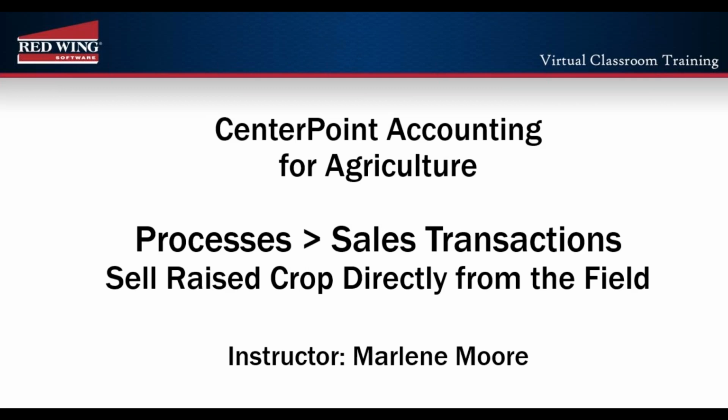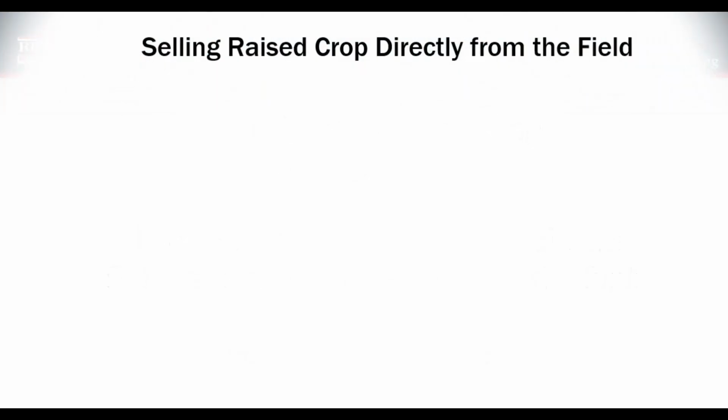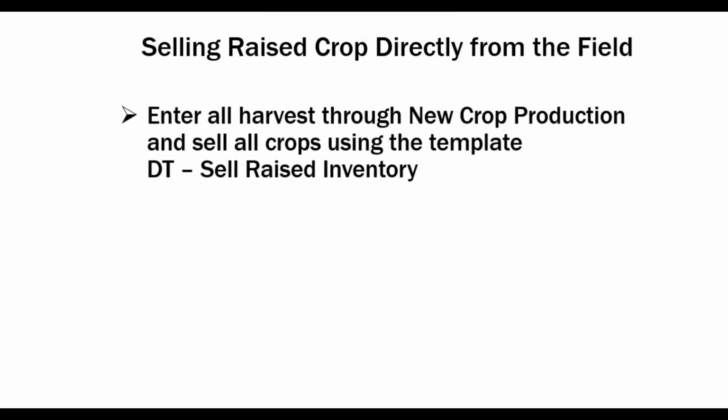With some raised crops, you have the situation of some harvests being stored as inventory to sell later, and other harvests that are sold directly from the field. When selling the raised crop directly from the field, you actually have two choices. You can either enter all the harvests through new crop production and sell all the crops using the template DT Sell Raised Inventory. That means that everything just goes through inventory, but it goes in and out of the inventory at the same period of time when it's sold from the field.